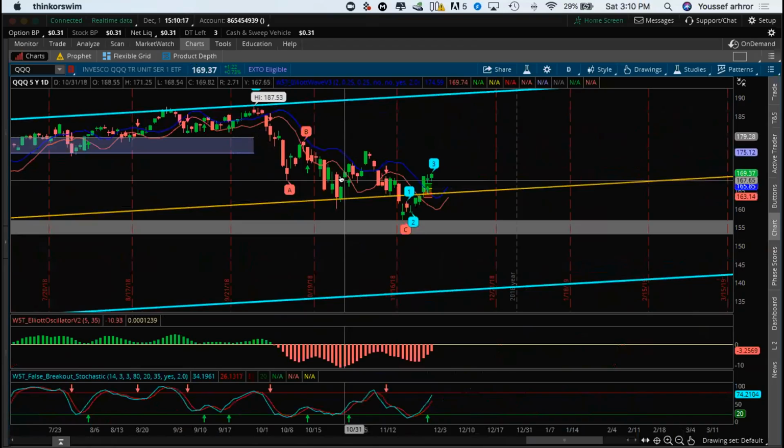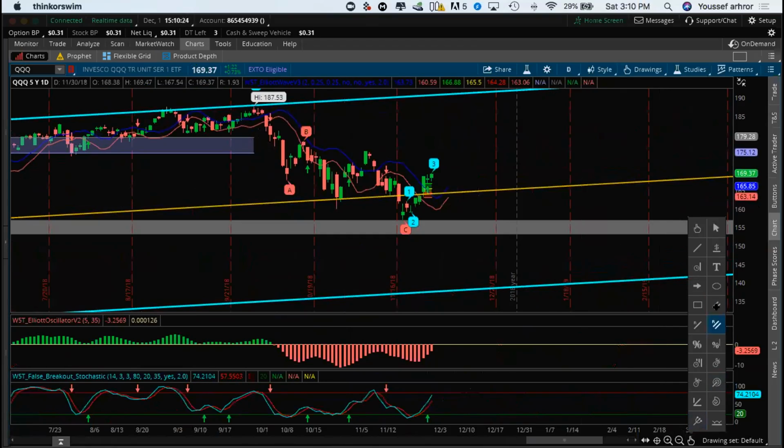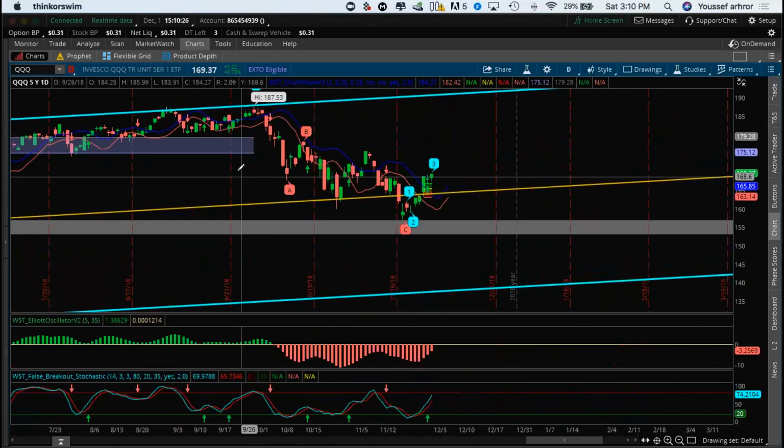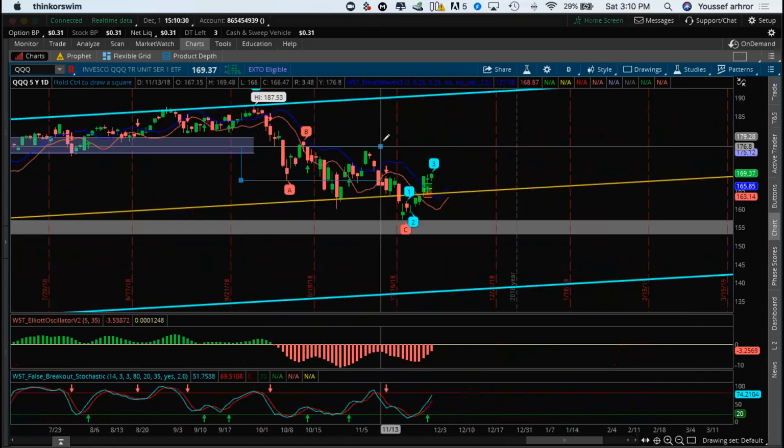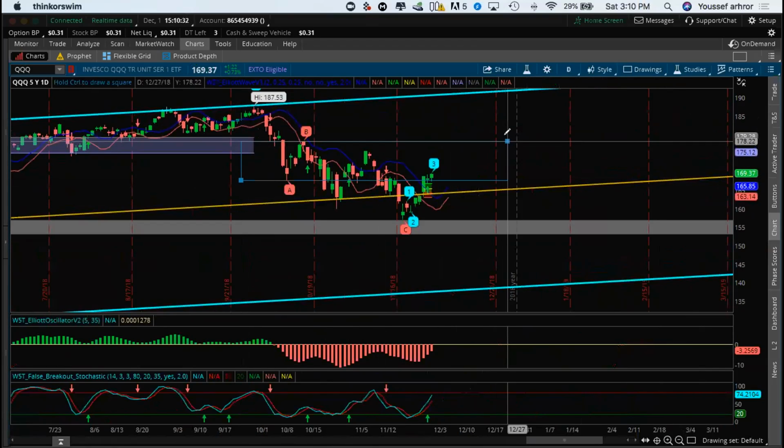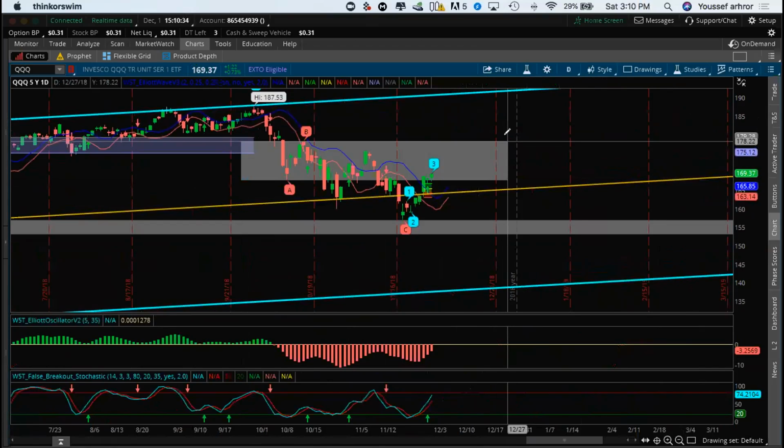But you don't really want to go long until you're above those pivots. That's a good sign when we talked about our ABC corrections here. We're back in that zone. So the ABC correction is over. Now we just need to go through B. We're good. We're positive.